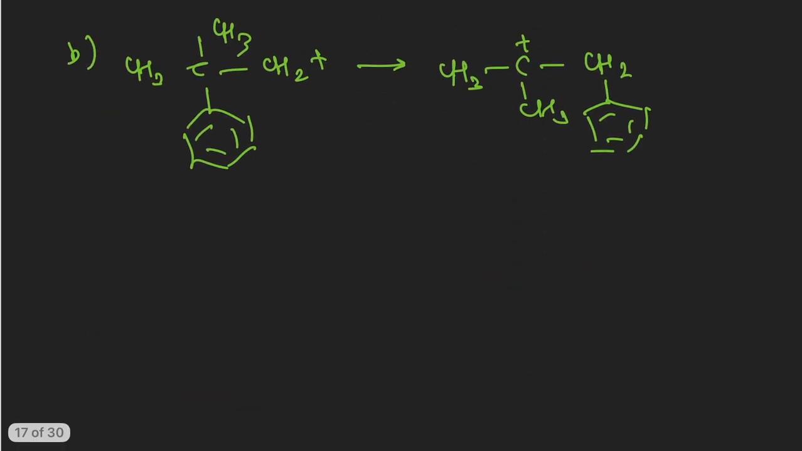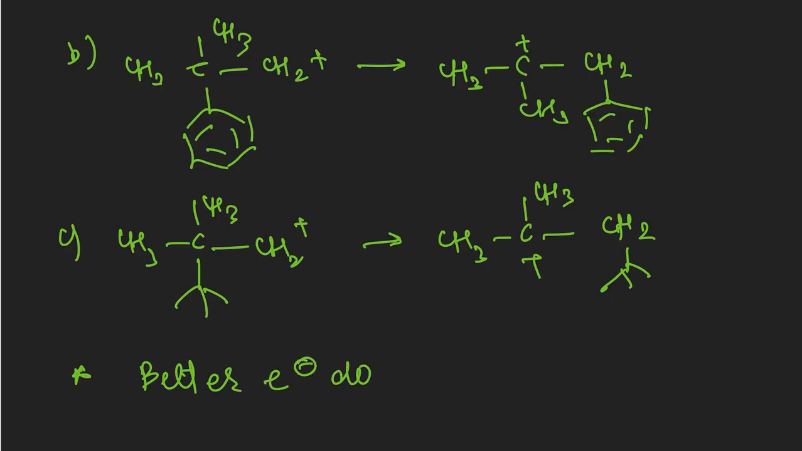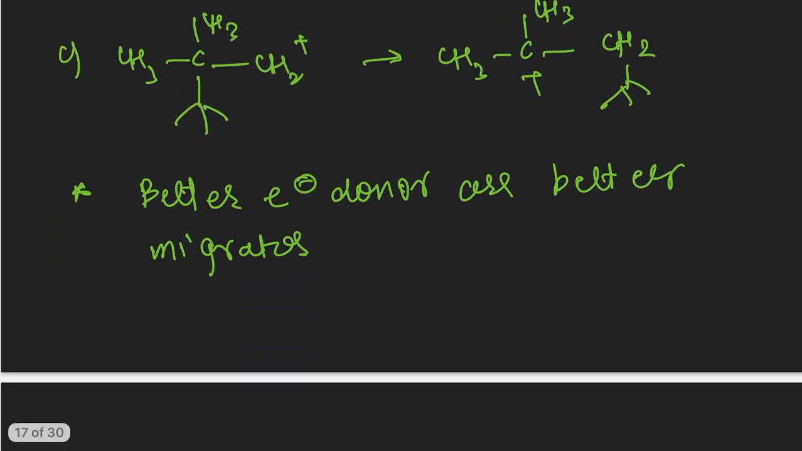C, we have CH3 CH2 plus. Which group is going to shift? The 3 degree group is going to shift, because better electron donors are better migrators. Better electron donors are better migrators. So whichever is the better electron donor is the better migrator. Now we have to compare migratory aptitude, which is migrating more.